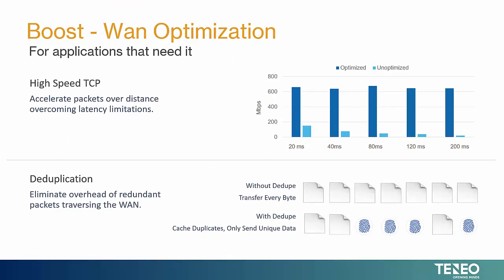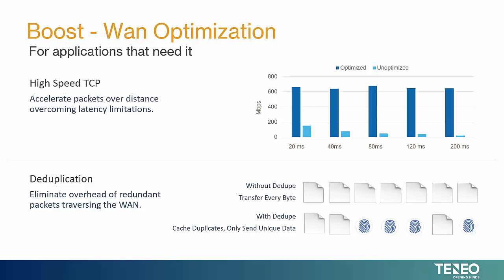Aruba Silver Peak WAN Optimization, called Boost, is an optional WAN optimization performance pack that combines WAN optimization technologies with Edge Connect to create a single unified WAN edge platform. Boost allows companies to accelerate performance of latency-sensitive applications and minimize transmission of repetitive data across the WAN in a single unified SD-WAN edge platform.